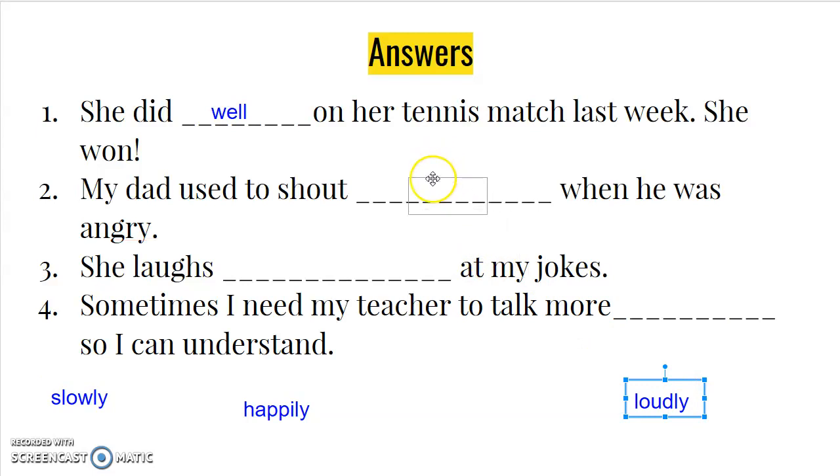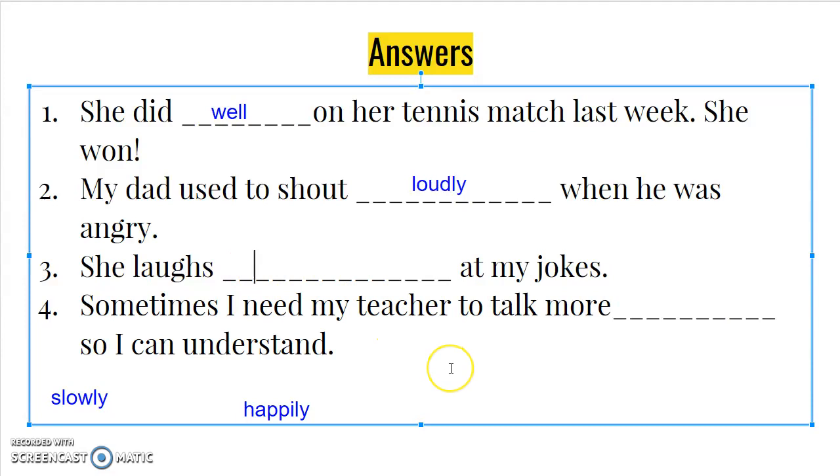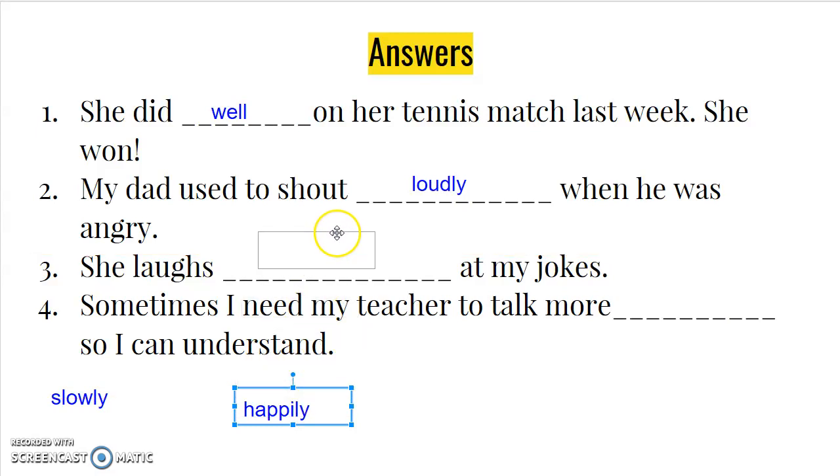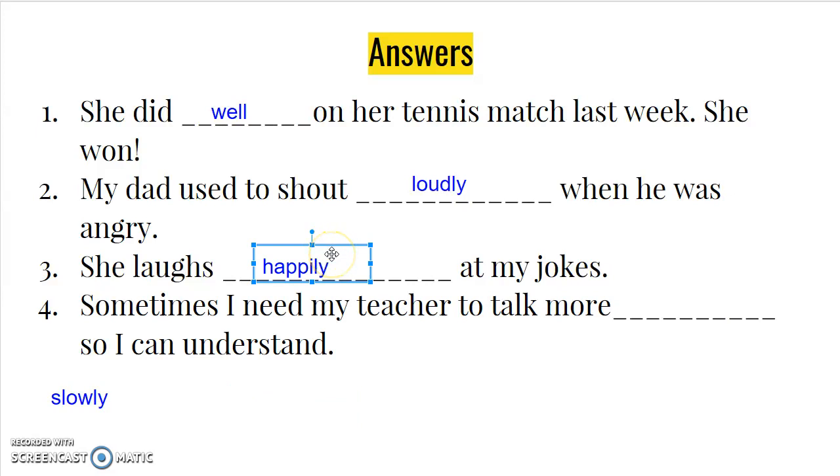There are other words that you might be able to use in here. She laughs blank at my jokes. She laughs slowly, or she laughs happily. You could have had joyfully. Someone could have joy, could be joyful, and how they would laugh would be joyfully at my joke. That would totally work too. So you can use your own adverbs, not necessarily always those.